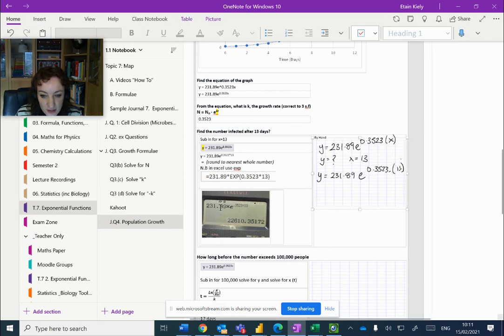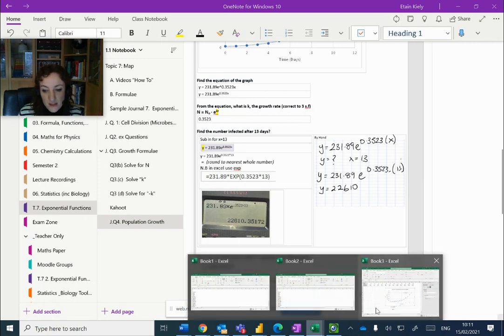There are two ways we can do it. We can do it on our calculator like this, plugging in the values. And then when we round it up, because it's a number of people, we're going to say it's 22,610 people were infected after 13 days.